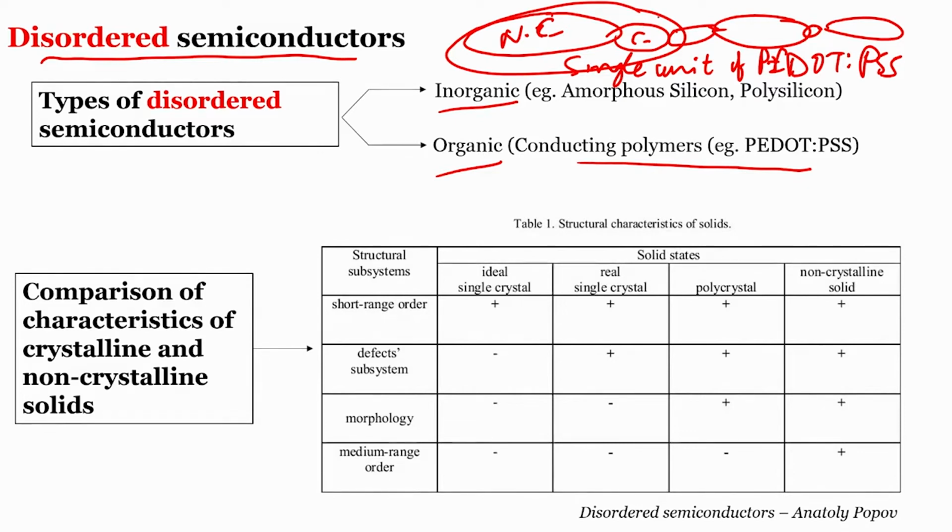It may repeat itself at spatially different locations. There won't be any ordering spatially in the entire structure of PEDOT:PSS to be able to call it a crystalline structure.